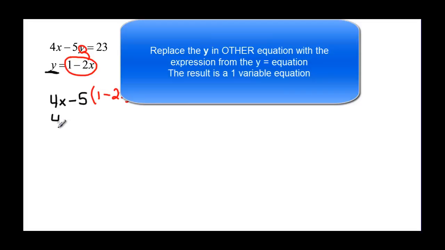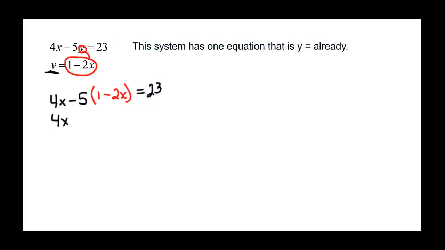23. So I have 4x, but remember now here we have to distribute negative 5 into both of these things. So I have negative 5, and negative 5 times negative 2x will be plus 10x, and that'll be equal to my 23. So if I combine like terms, I have my 4x and my 10x will give me 14x minus 5 on the left-hand side equal to 23. And I can add my 5 to both sides.